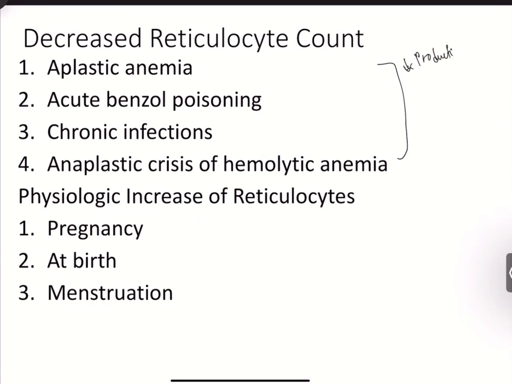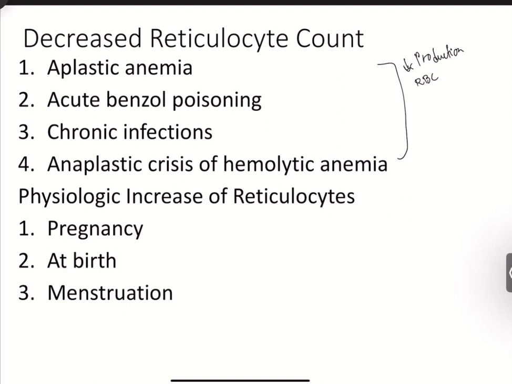Production of what? Of RBCs. That's why, if your production of RBCs is decreased, your reticulocyte count is also decreased. The reticulocyte is the cell before full maturation into your RBC. Okay, aplastic anemia, no?